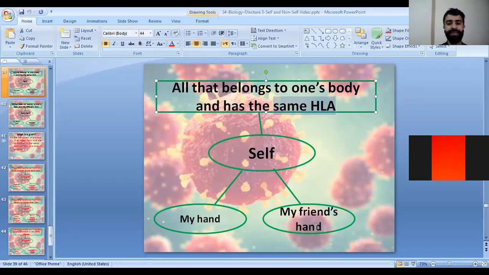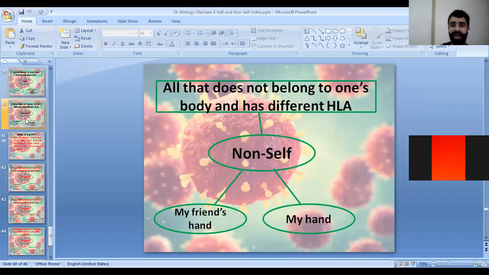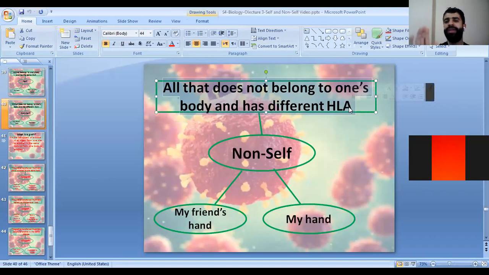For example, my hand is an example of the self. My friend's hand is an example of the non-self. Let's move to the non-self. Definition: all that doesn't belong to one's body and has different HLA. So non-self is all that belongs to a different body. All that doesn't belong to my body is called non-self. For example, my friend's hand, my friend's kidney, my friend's pancreas, all of them don't belong to my body. That's why we call them non-self.